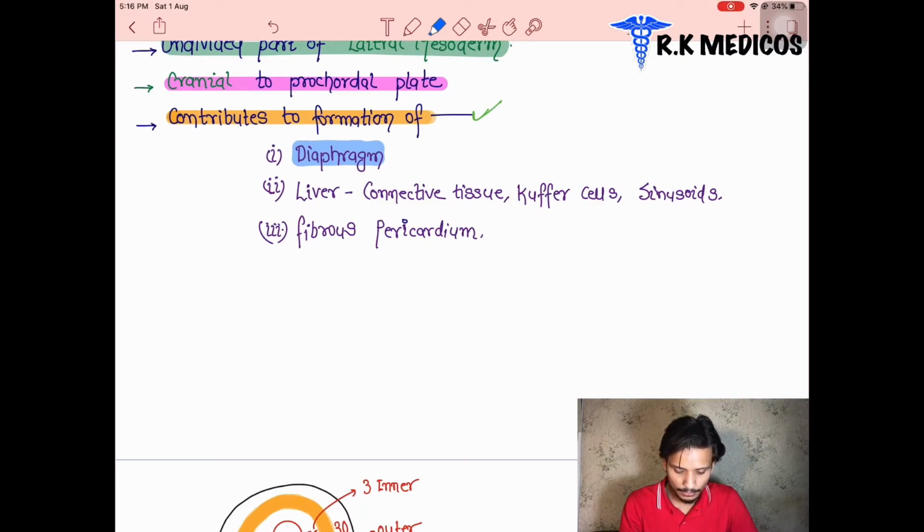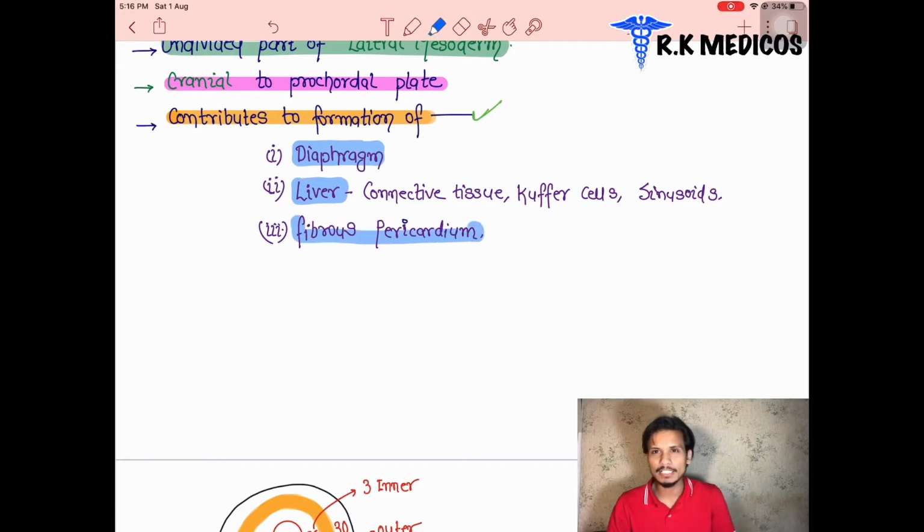Next one, the liver. The liver is also developed from the septum transversum. And the fibrous pericardium. The pericardium has fibrous and different types of layers, you know, the visceral layer and parietal layer and the fibrous. So all these layers, the fibrous pericardium basically here, are developed from the septum transversum.